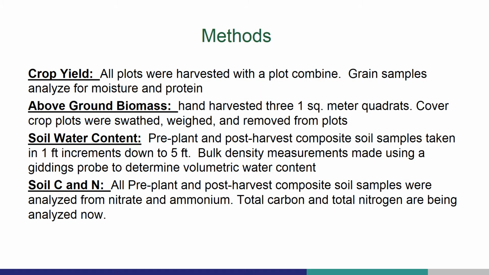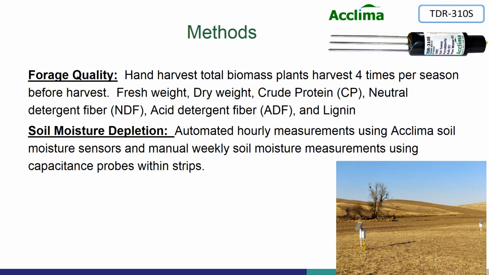Throughout the project, and particularly in this presentation, I'll be looking at crop yield and above ground biomass, both taken at harvest. We also did pre-plant and post-harvest soil water content measurements. We did pre-plant and post-harvest soil sampling where we looked at nitrate and ammonium to get a nitrogen balance, and we looked at nitrogen uptake in the crop itself. We're also measuring forage quality with time, especially for the cover crops: how is the forage quality changing?